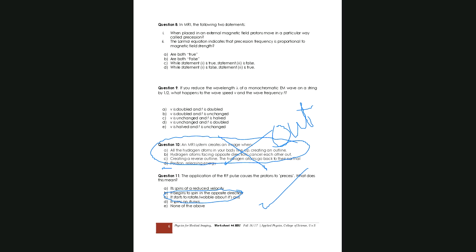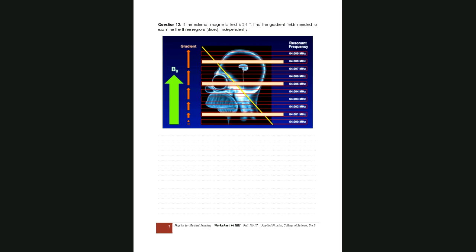Okay. Let's move on to the next one. This is a question that it's very important to understand how to do it, and it's straightforward, but you need to understand how to do it. Now, question number 12: if the external field B is equal to 2.4 Tesla, find the gradient field needed to examine the 3 regions, slices, that are given.